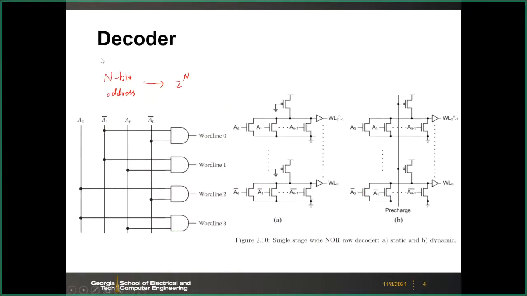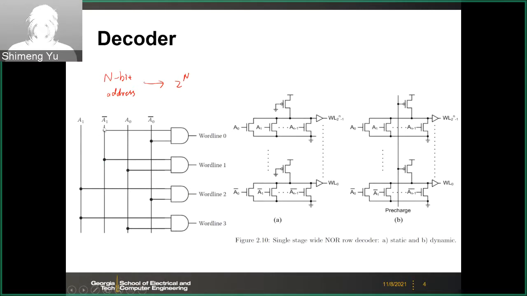So anyway, here is the decoder from the logic representation point of view, this is like the symbol. This is just a very simple example for 2 bits. You have a 2-bit input, and of course you need the complementary signal. If you have A1, you will have A1 bar, so you need the complementary signal as input. And then if you have 4 AND gates, you will have the 4 word lines as output.